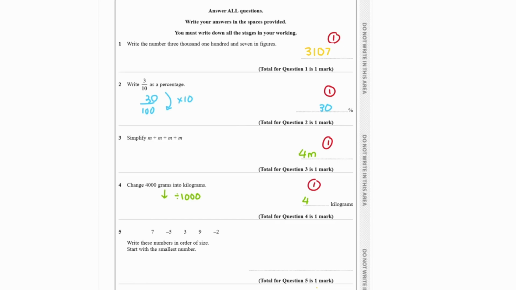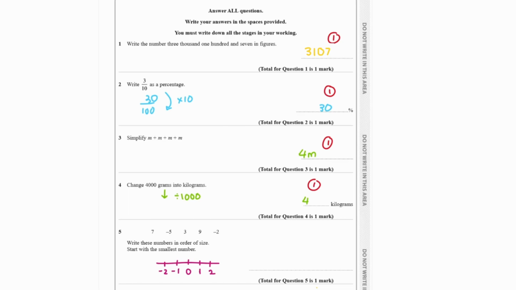Question 5, 7, -5, 3, 9, -2. Write these numbers in order of size. Start with the smallest number. So we know that on the number line, if we go to the left of 0, even though the negative number digits are getting bigger, the value of these gets smaller. And to the right, the digits and the values are both getting bigger.